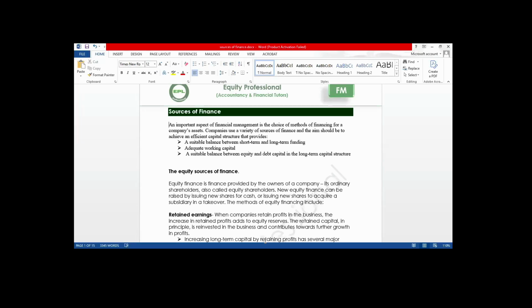To appreciate this topic, if you look at the definition of financial management, we define financial management as the management of companies' finances with the aim of achieving the company's objective. That is one definition of financial management.